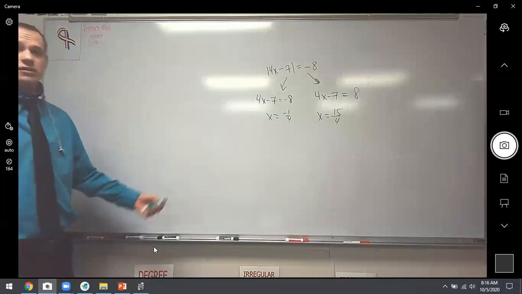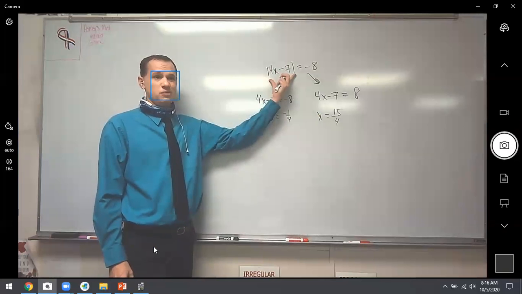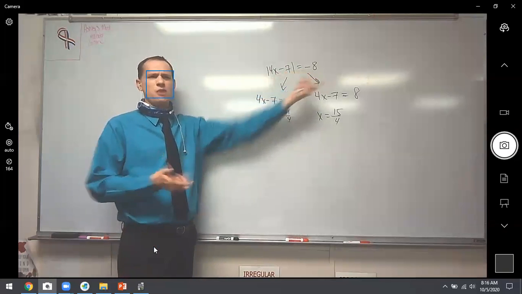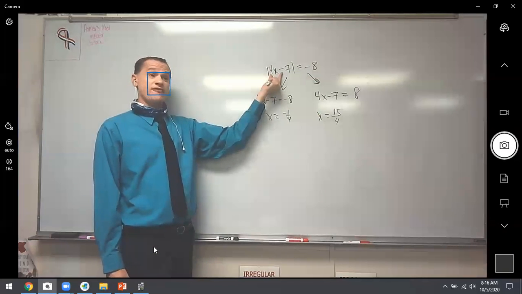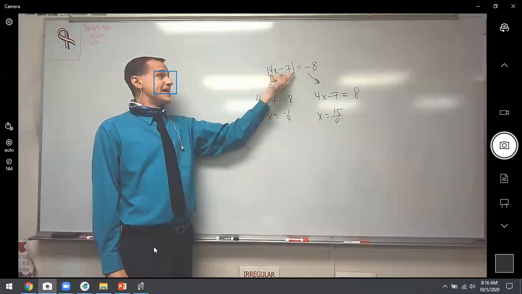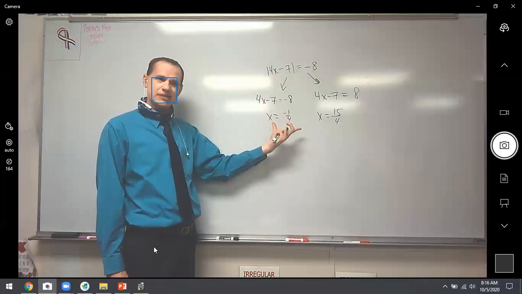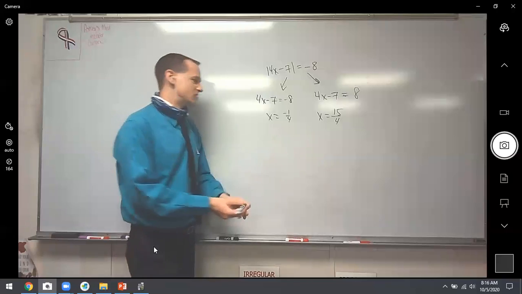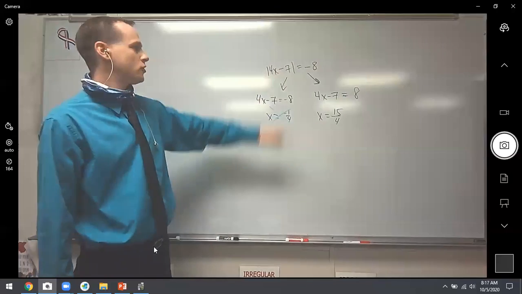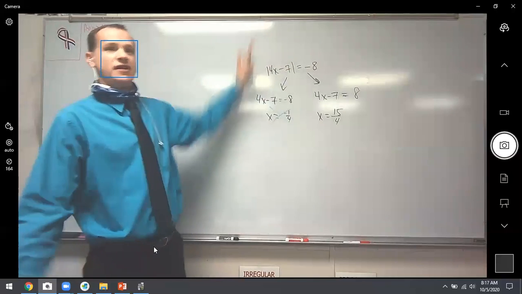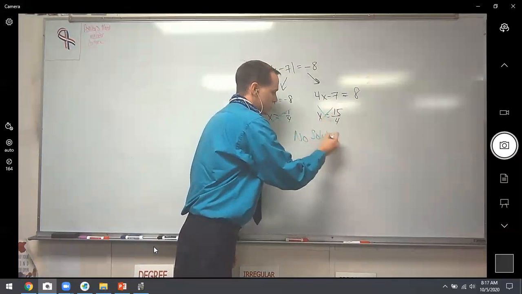Let's go plug it in and see why they don't work. They don't work for the reason we just talked about. This is always going to be positive, right? So when I plug it in, I'm going to get positive. It's definitely not going to work, but we'll just confirm that. How about if I check negative 1/4? 4 times negative 1/4 is negative 1. Negative 1 minus 7 is negative 8, but the absolute value of negative 8 is positive 8, not negative 8. So that doesn't work. And by a very similar bunch of logic, if you checked 15/4, you'd plug it in and you get out something that's positive, and it would not work. So this has no solution.